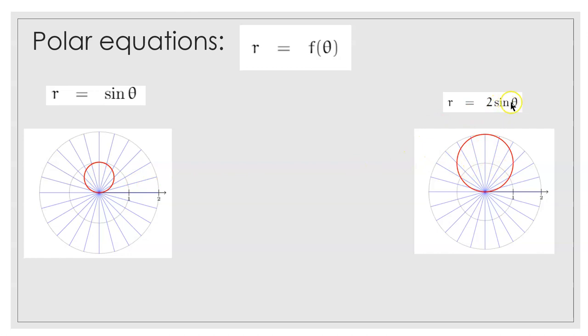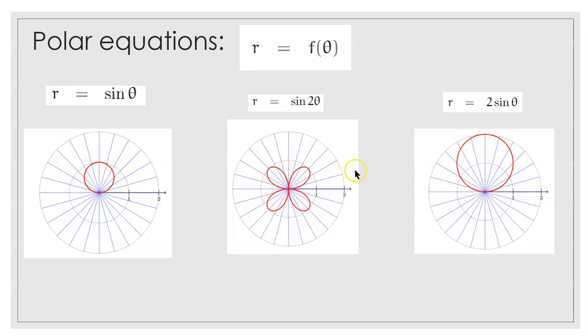Now, another thing I could do is put a 2 here and say sine of 2 theta. Now what that does, remember, is it changes the period. Your r is going to go up and down twice as fast. And so as you go around the angles, instead of taking its time to go out and back in, it's going to go out and in and out and in. So we get this pretty flower.